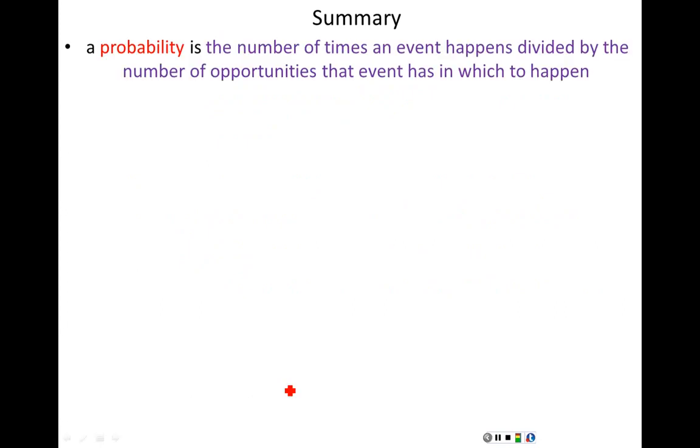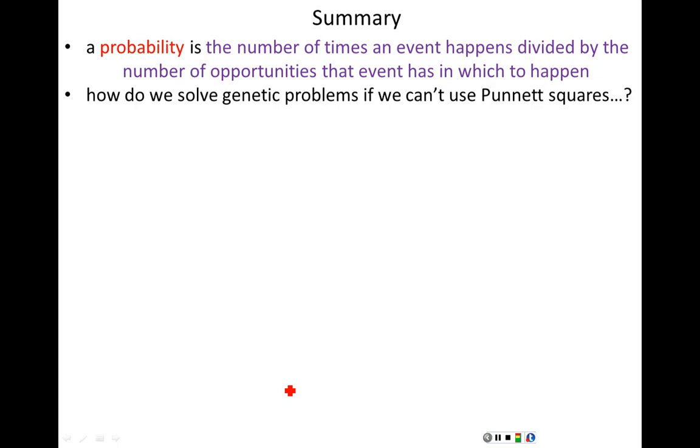Well, we covered a pretty wide gamut of stuff. We started off with a very kind of review, almost high schoolish introduction to probability, just to make sure we were all comfortable with that. A probability is the number of times an event can happen, divided by the total number of opportunities that event has in which to happen. We talked about solving genetic problems using probability, not using Punnett squares.